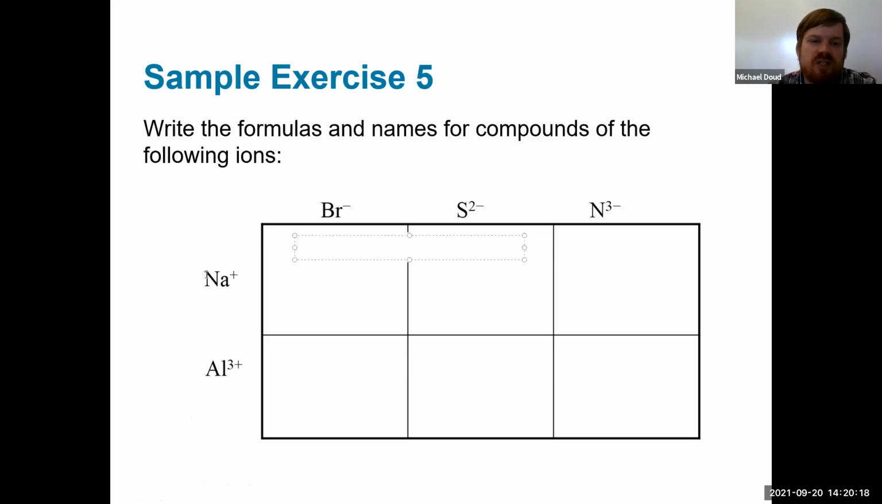So first up, we have the sodium ion, Na+, combining with the bromide ion, Br-. When they combine, it's a +1 charge with a -1 charge. So it's going to be in a 1:1 ratio. So it should be NaBr, just like that. Now we need to name it, right? Well, this is the sodium ion. This is the bromide ion. So the name should just be sodium bromide.